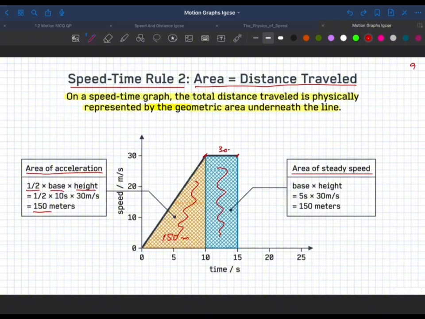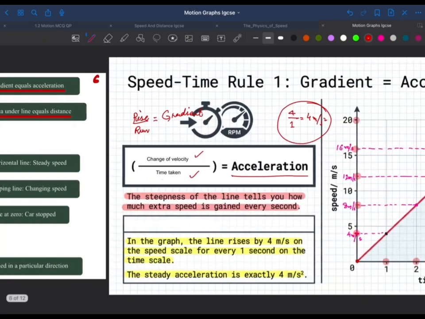So how you calculate the area is very simple. You have this value, and the time is from 10 to 15. So 30, and here you have 5. So 30 multiplied by 5 is 150. So the total distance covered, if you consider the whole area, will be 150 plus 150, that is, 300 meters. So this is what we have as far as the area under the curve is concerned.